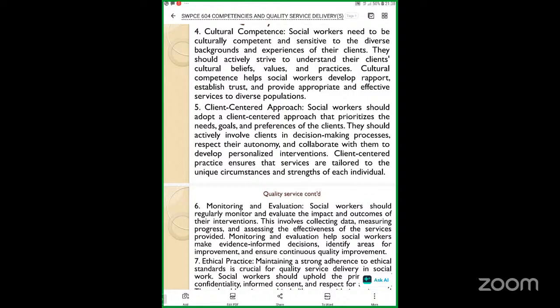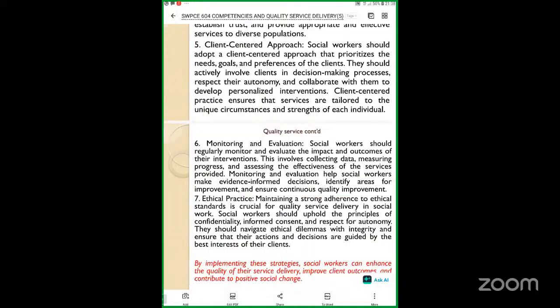Client-centered approach. As social workers, whatever we do is service-user centered. It's our client that you give consideration above your own, above others, because whatever approach you are using must be centered on your service user. You must prioritize their needs, goals, and preferences.